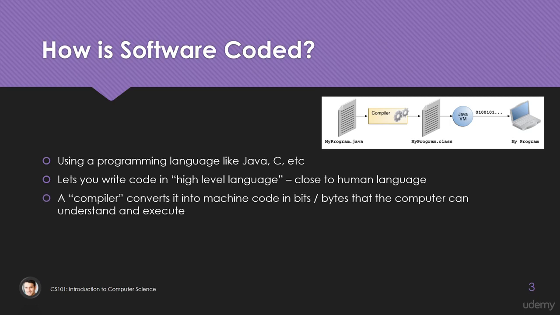And then there's something called a compiler, which converts that language that you write in a human-readable language into machine code, in bits and bytes that the computer can understand and execute. There are also things called interpreters, but we won't talk about that. The idea is that you write a program in a high-level language which is close to human language, and a program called a compiler compiles that into the machine code, which is run on the hardware itself.